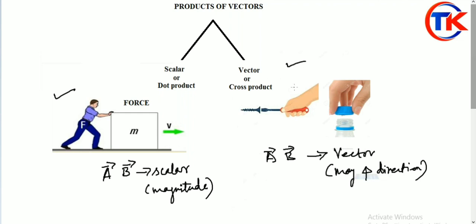That is the second case. In some cases we concentrate on both magnitude and direction. For opening a bottle, or tightening or loosening a screw, we have to concentrate on direction. If you want to open the bottle, you should rotate your hand in anti-clockwise direction, right? Anti-clockwise direction. Hope you can understand and you can do it on your own. If you want to close the bottle, you should rotate your hand in clockwise direction. Hope you can understand what I am saying.